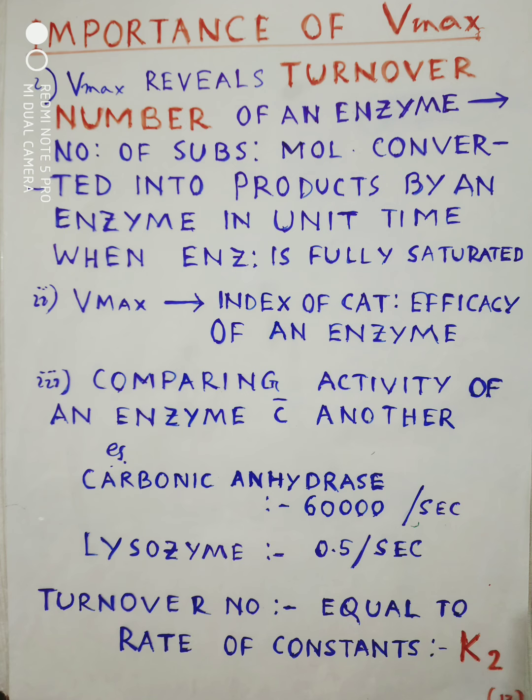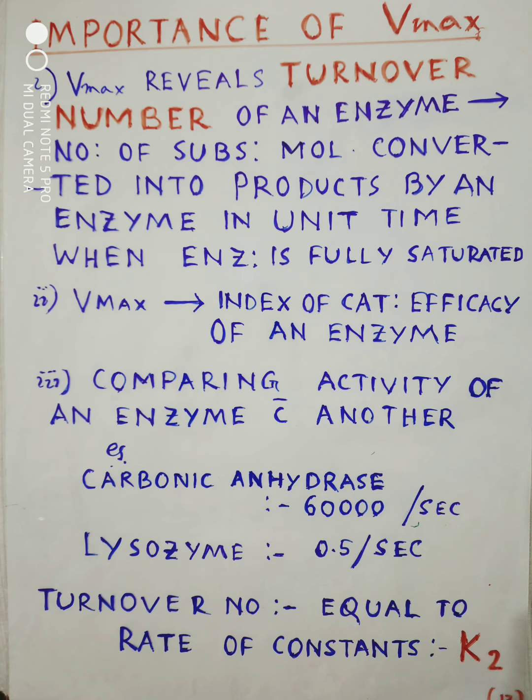Importance of Vmax. Number 1. Vmax, or maximal rate, reveals the turnover number of an enzyme, which is the number of substrate molecules converted into products by an enzyme molecule in a unit time when the enzyme is fully saturated with substrate. I repeat, turnover number is the number of substrate molecules converted into products by an enzyme molecule in a unit time when the enzyme is fully saturated with substrate.